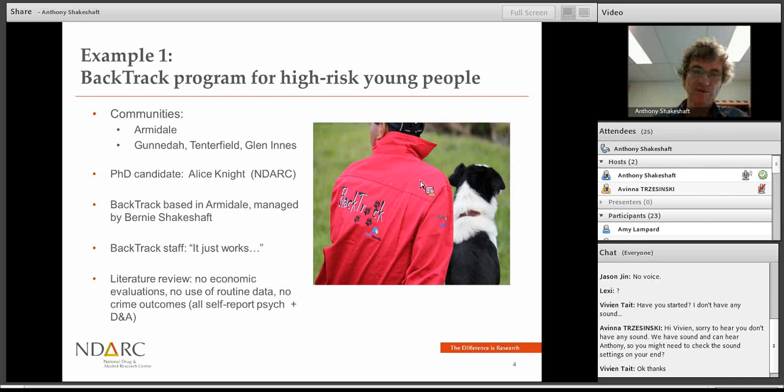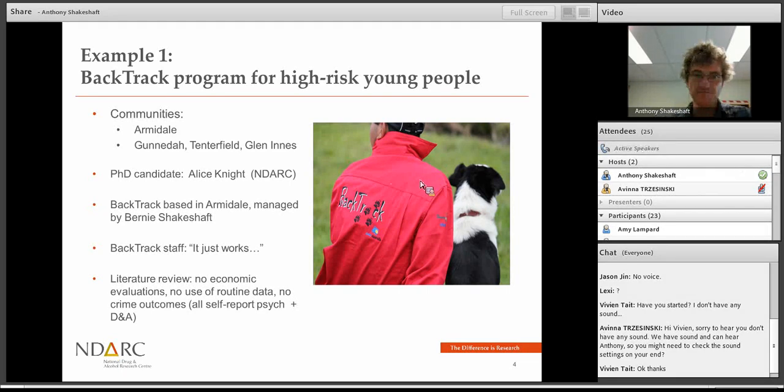So when we first started to talk to the BackTrack staff, we'd say, well, what do you want us to do? And they'd say, well, we know the program works. We just want to prove it. So that was the starting point, and I think that's fairly typical. So we need to go from unpacking, when we say a program works, we need to be really clear about what that means. So what is the program? And when you say it works, in achieving what? So what sort of outcomes?